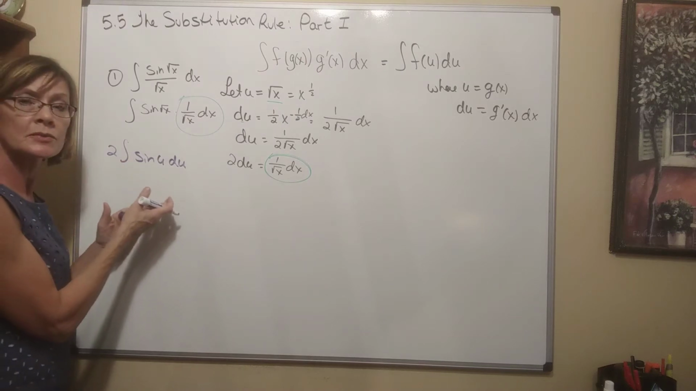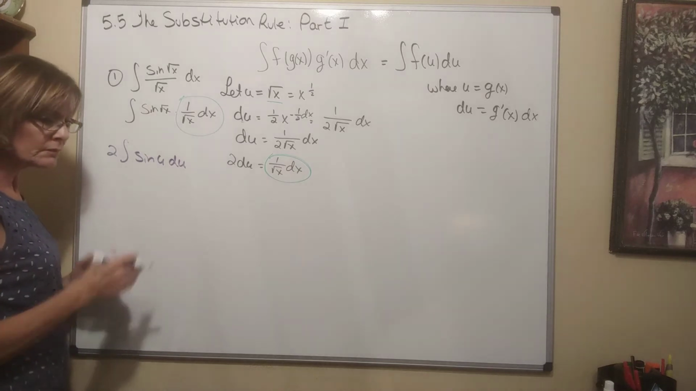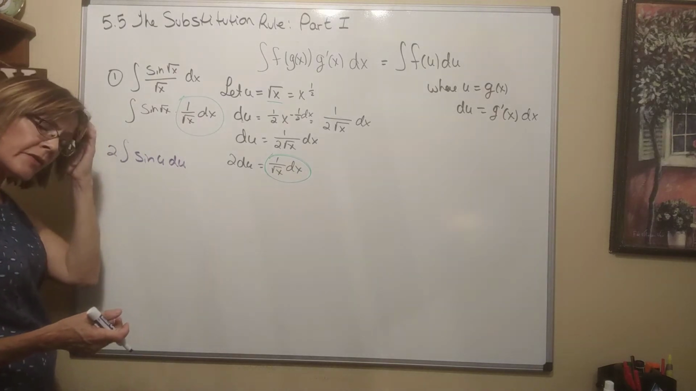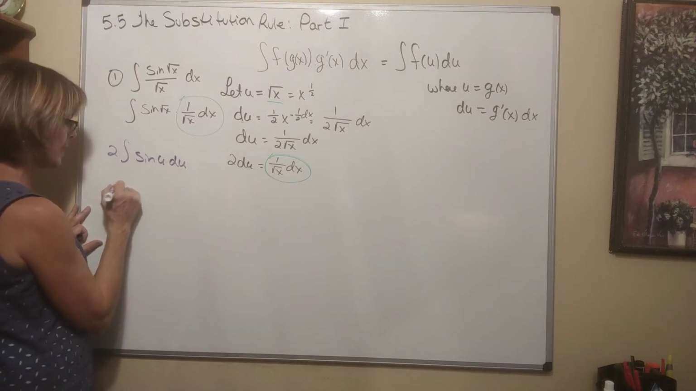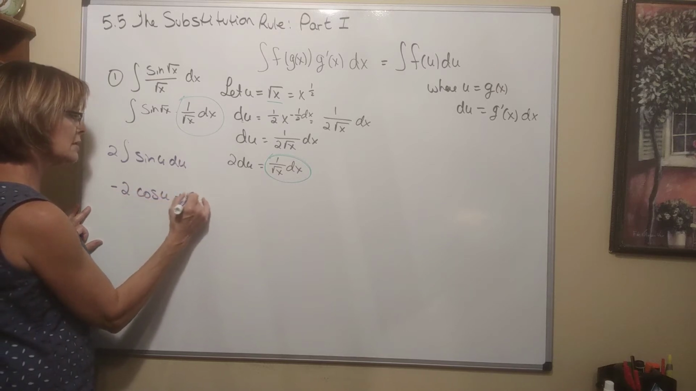Now I just integrate this with respect to u. What is the integral of sine? What can I take the derivative of and get sine? Well, the derivative of cosine is negative sine, so I need to integrate and pop that negative on there. Negative 2 cosine of u plus a constant.